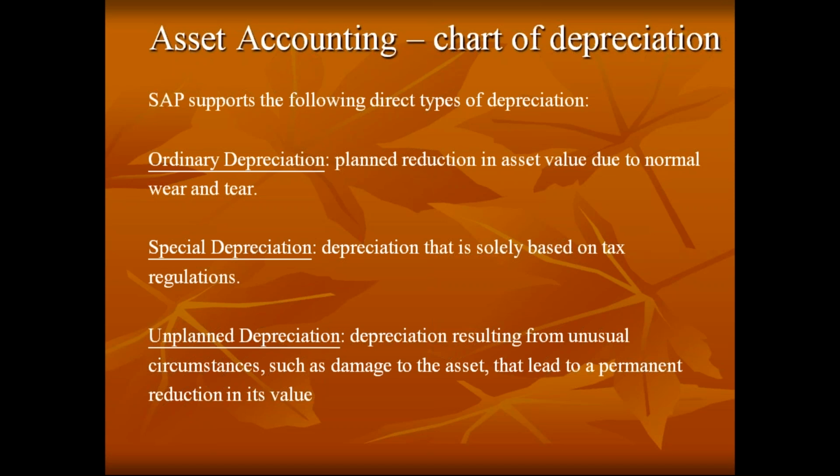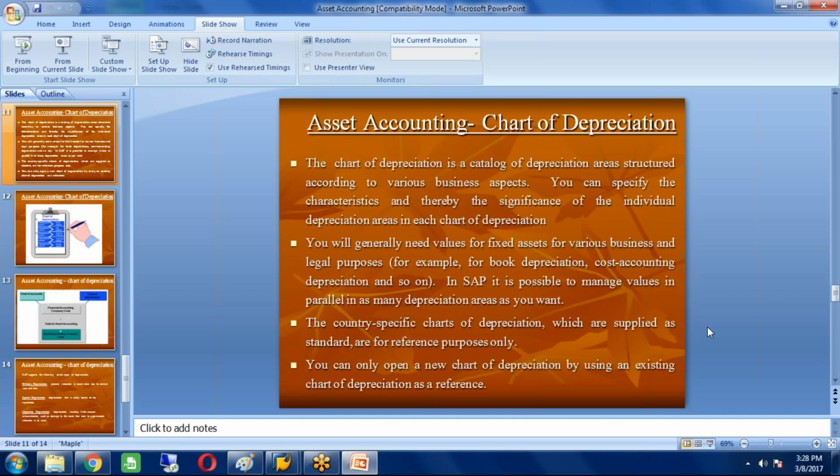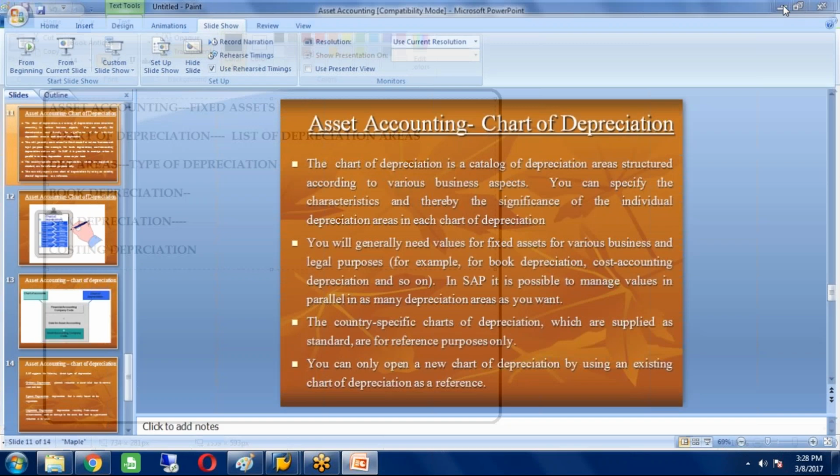And third is unplanned depreciation. Depreciation resulting from unusual circumstances such as damage to the asset that lead to a permanent reduction in its value. Suddenly the vehicle might have met with an accident, then there is a change in its value. So obviously when the value is changing, the depreciation will also change. So in that case, how do we deal with it? Okay. So some basic things.